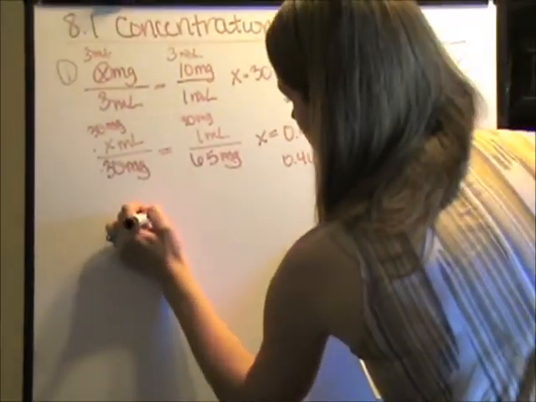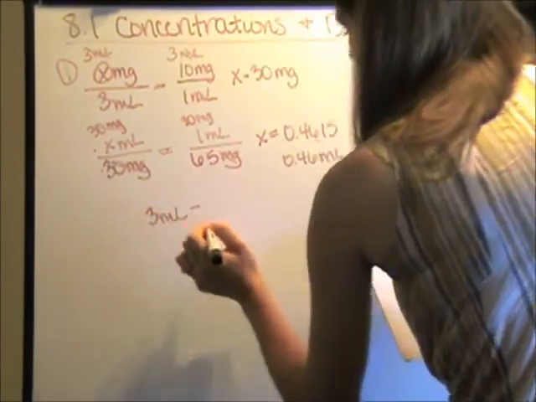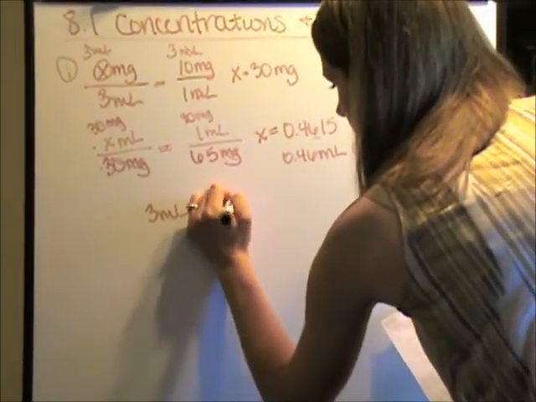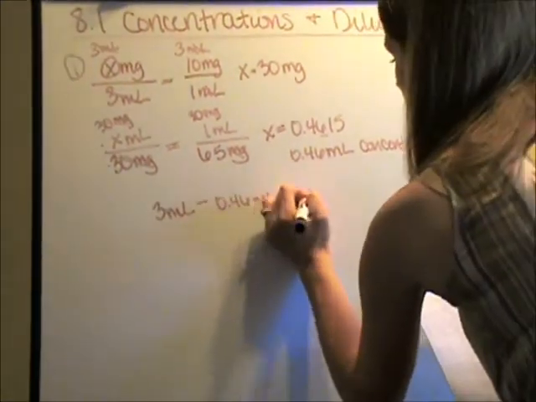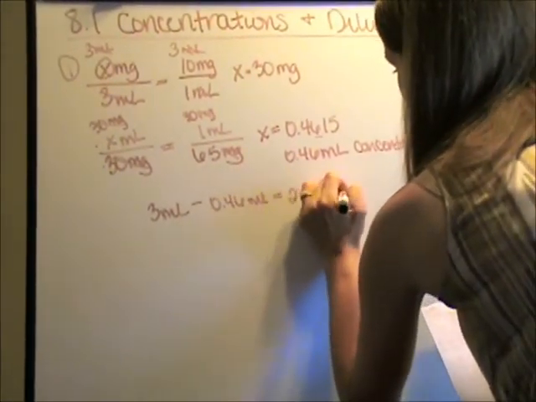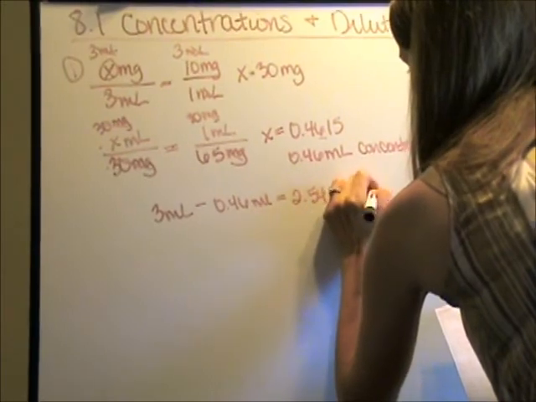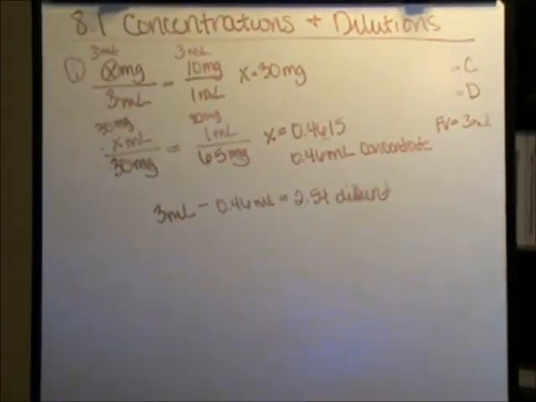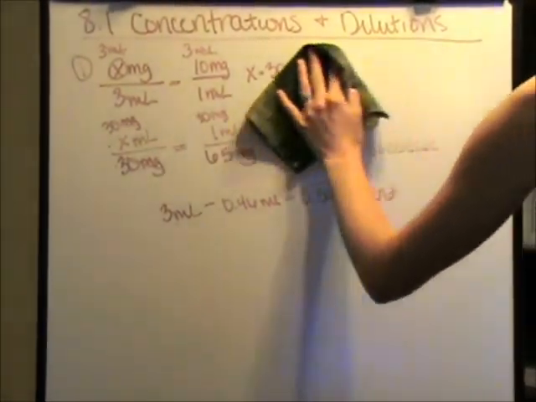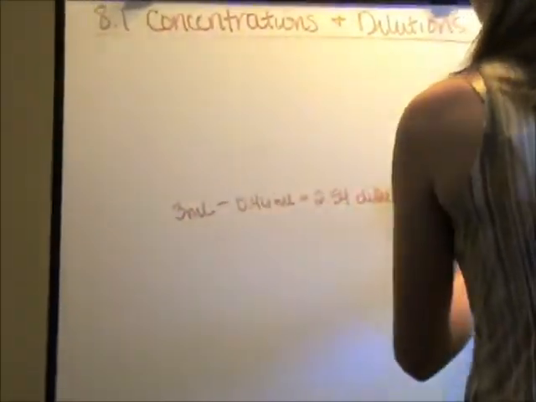We know our final volume is 3 ml minus our concentrate, and that's going to give us 2.54 of a diluent. Okay, and it's just as easy as that. It's just a matter of getting the story problem set up and being able to solve for X.